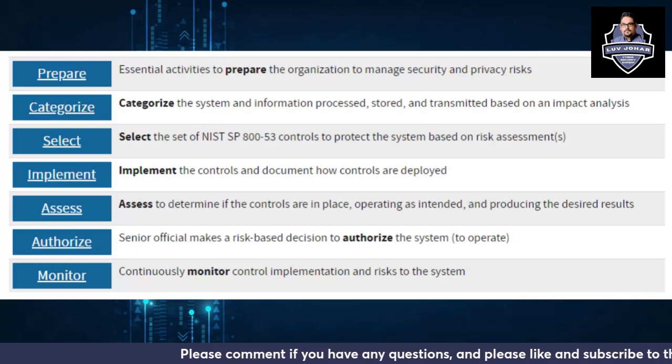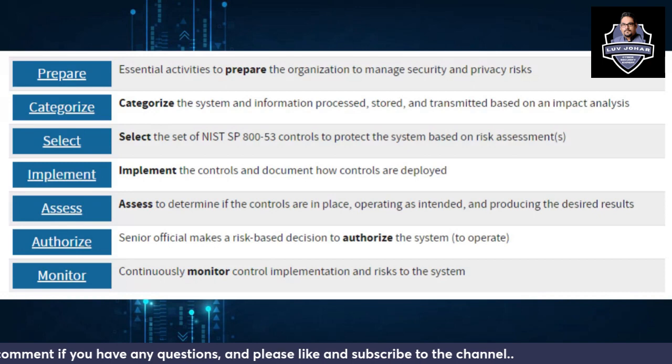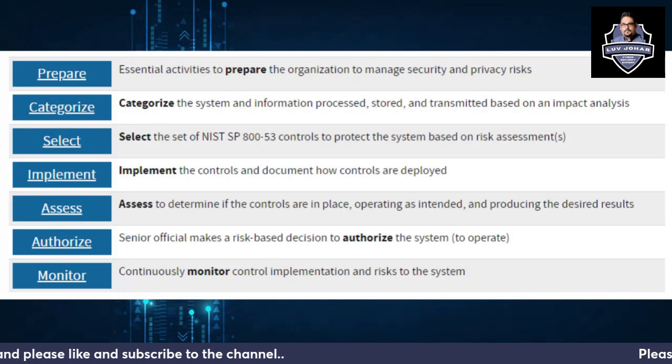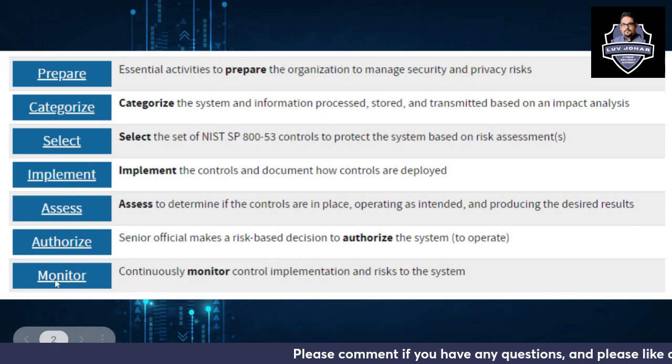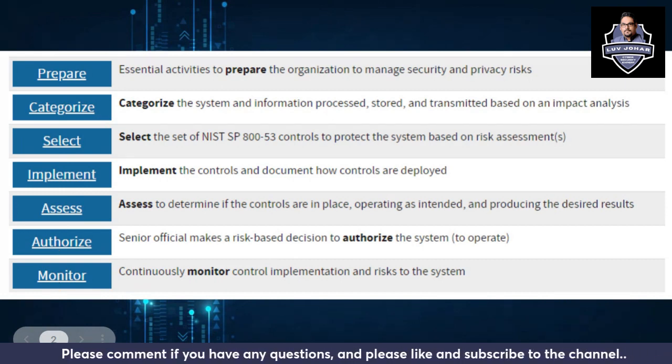So the first thing is prepare. You have to make sure that all the essential activities within your organization are prepared in order to manage your security risks and privacy risks which you have. So what all falls under prepare is categorize, select, implement, assess, authorize, and monitor. So all these steps fall under prepare. So all these are activities that you have to prepare.